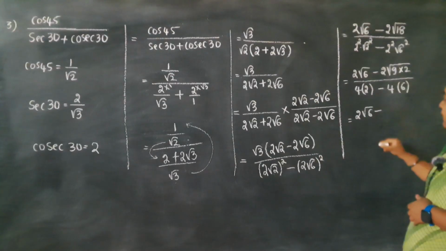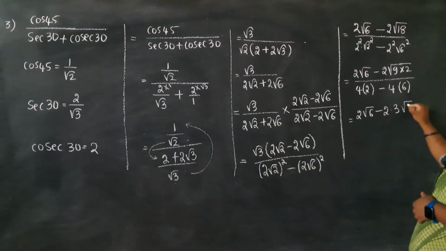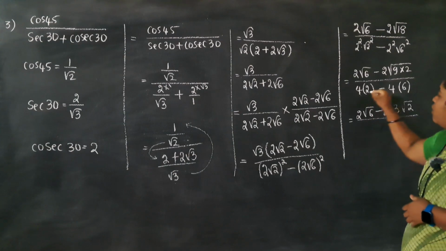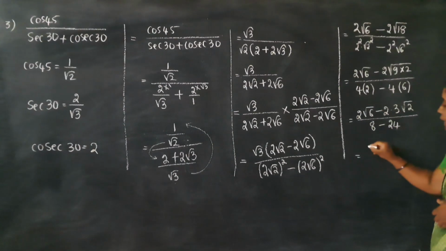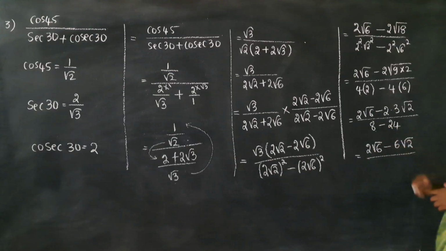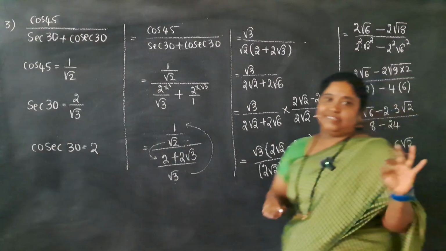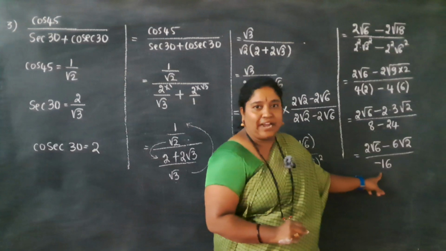2 root 6 minus 2 into root 9 is 3 into root 2, divided by 4 2s are 8, 4 6s are 24. See, look at the numerator part. 2 root 6 minus 2 3s are 6 root 2, whole divided by 8 minus 24. Subtract it. 24 minus 8 is nothing but 16. Bigger number sign is negative. So I'll be having here minus 16. You can see here 2 root 6 minus 6 root 2 divided by 16.